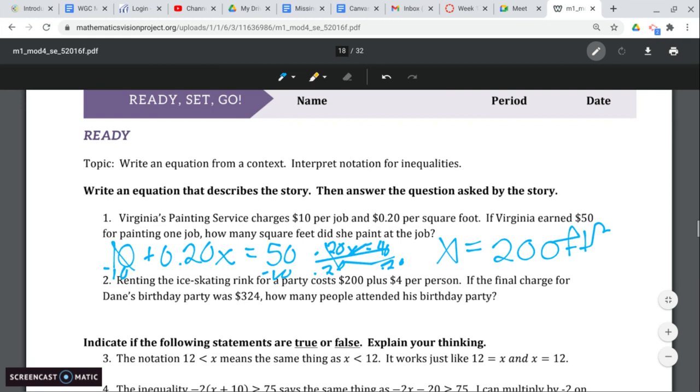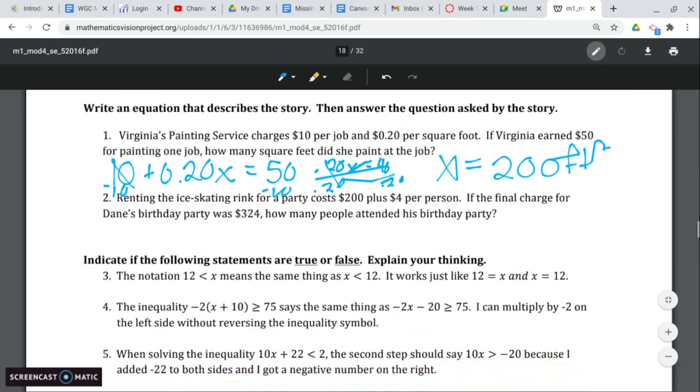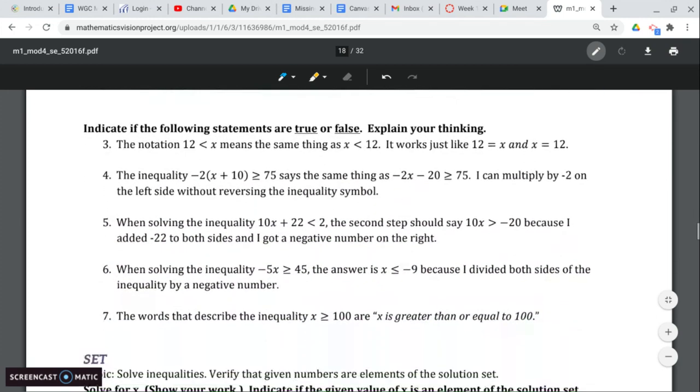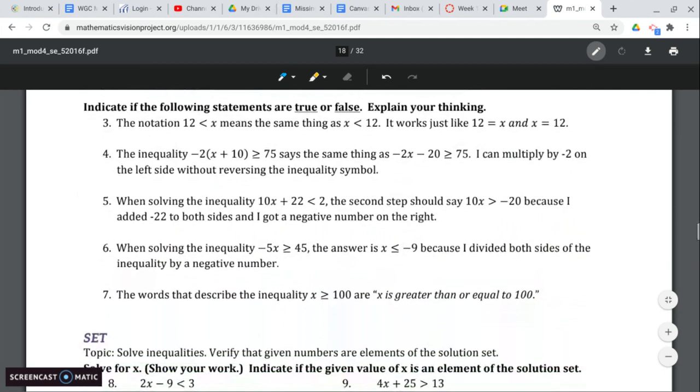So same idea for number 2. You're going to take and figure out what the equation is and then solve the equation. All right, for number 3, the notation. So what we're doing on 3 through 7 is indicating whether the statements are true or false, and then explain. So for number 3, the notation 12 is less than x means the same thing as x is less than 12. It works just like 12 equals x and x equals 12.